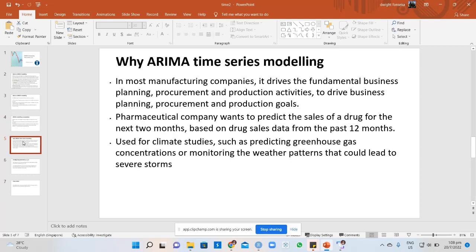So why is this important? First of all, many companies use it in fundamental business planning, procurement, production, and so forth. Pharmaceutical companies may use it to predict sales of a drug for the next 2 months based on the historical data for the year. In climate studies, we can use it to predict greenhouse gas concentration, weather patterns, and so on.